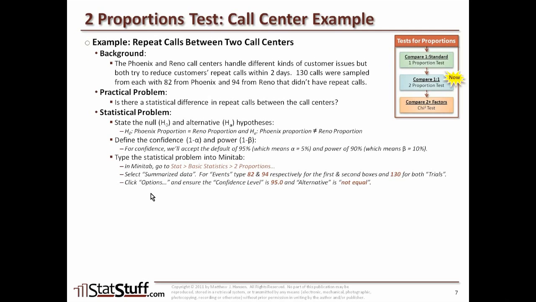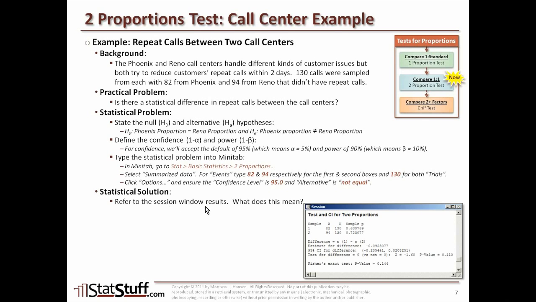And then we're also going to select the Options button, where it's going to open a new dialog box. Make sure you have 95 selected as the confidence level, and then you're going to have the alternative defined as not equal. So when we run this and click OK, we're going to get this type of output as our statistical solution. So what does this mean? How do we interpret this information? The first thing we want to do in this output is look at the p-value that comes out of it.